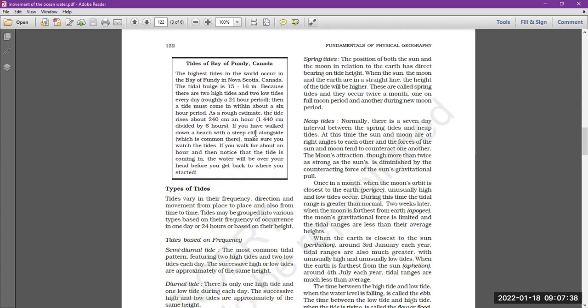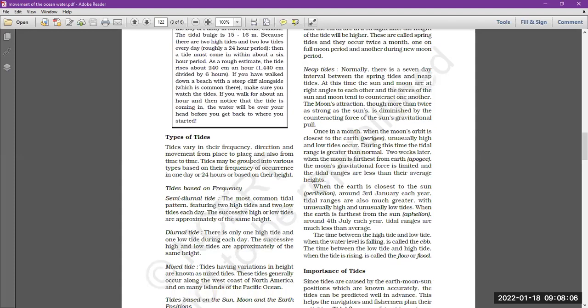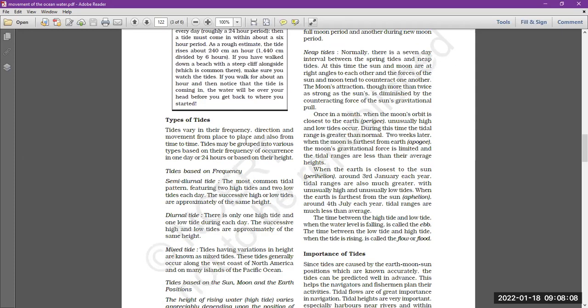Now the next thing that is about the types of tide. You can see one box is also given, that is tides of Bay of Fundy, that is in Canada, and here the highest tide in the world occurs. Here the highest tide in the world occurs in the Bay of Fundy in Nova Scotia, Canada. And now you can see the height, that is the tidal bulge. You can see it is 15 to 16 meters. So this is the example of the highest tide in the world.